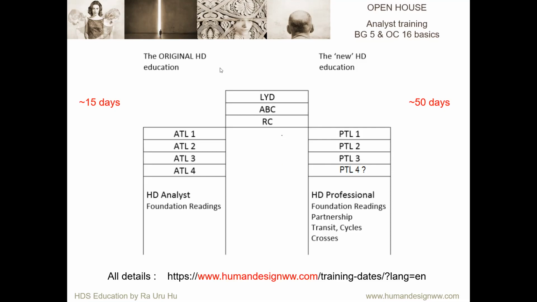If you finish these 7 levels, the 3 foundation levels and the 4 analyst levels, then you can take the exam, be tested and licensed, and become an analyst. In this original training, an analyst was licensed to do basic readings, foundation readings. All the special readings, the crosses, the partnership, the cycles, and the various detail readings around require practice and experience, and that is something you could do later.